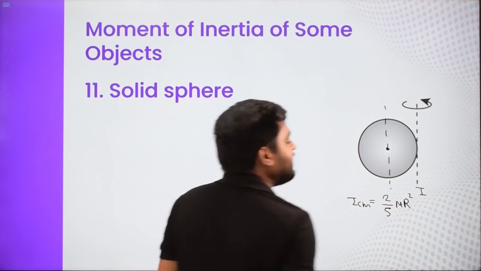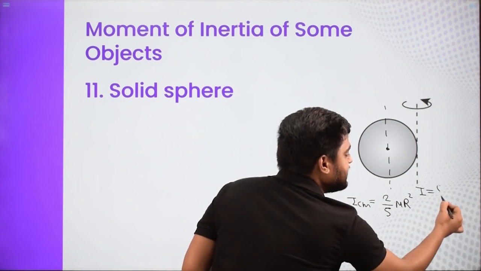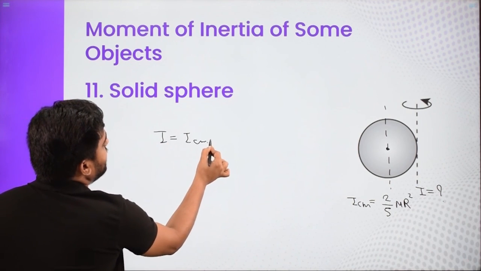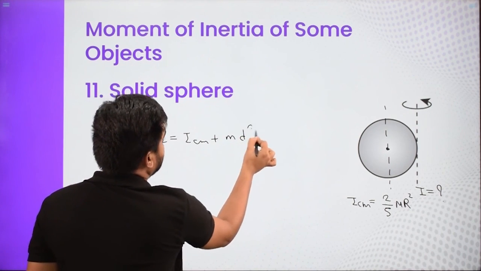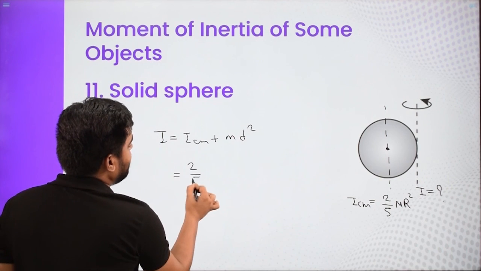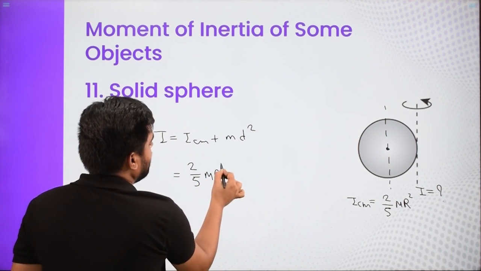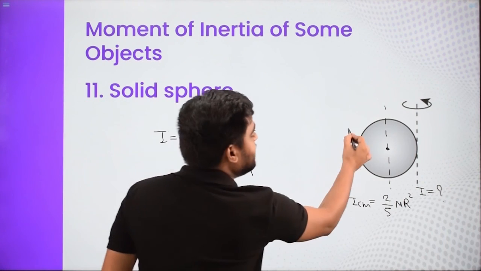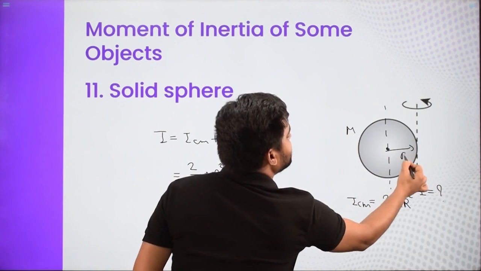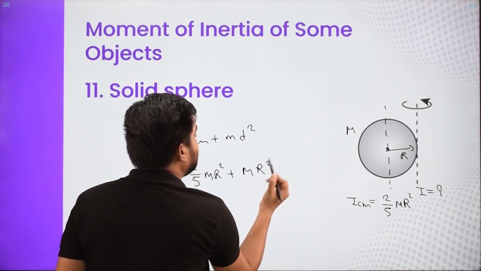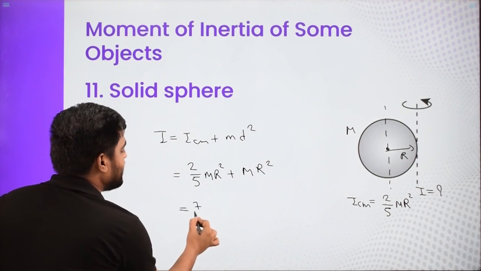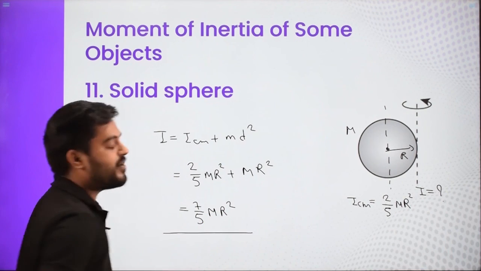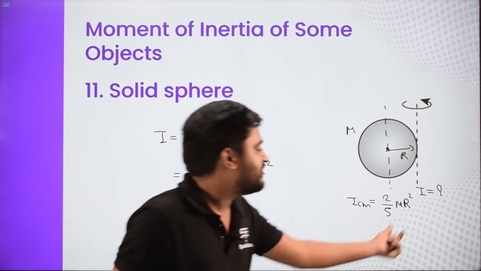So I am applying the parallel axis theorem to find the missing I. I is equal to ICM plus MD square. ICM is 2 by 5 MR square plus the mass M of the solid sphere times R square, where R is the radius, which is also the distance between the two parallel axes, and that gives us 7 by 5 MR square. So this is the formula for the moment of inertia about this axis.